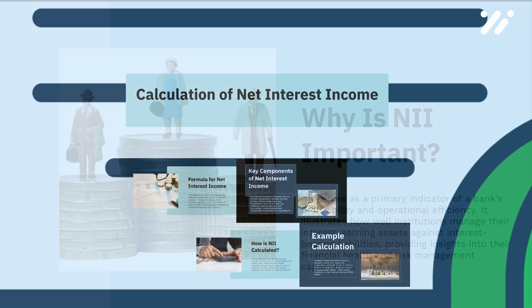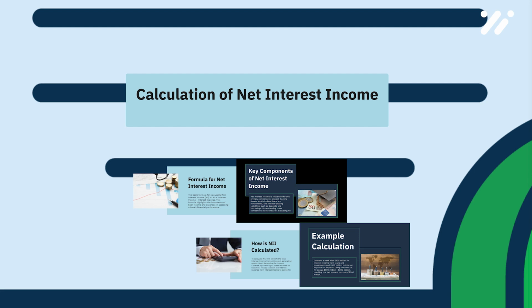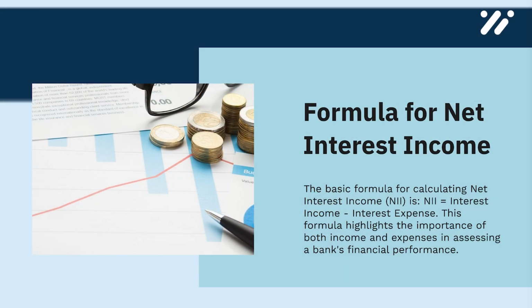liabilities. The basic formula for calculating NII is: net interest income equals interest income minus interest expense, where interest income is the total income earned from loans, bonds, or other interest-generating assets. Interest expense is the total cost incurred for deposits, borrowings, or other interest-bearing liabilities.